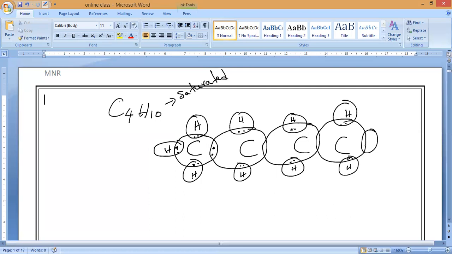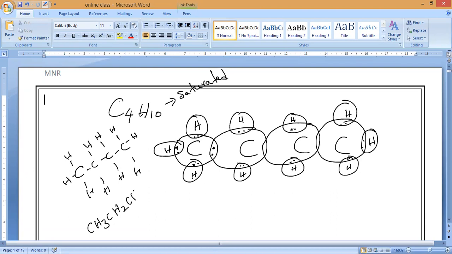Or else first you can form it: C, single bond, single bond, single bond. There are 10 hydrogens. We get 3 here and 3 at the other end, so the remaining 2 will come. Each carbon, how many bonds should come? Only 4 should come. You have to verify that. So what is the formula? CH3, CH2, CH2, CH3.